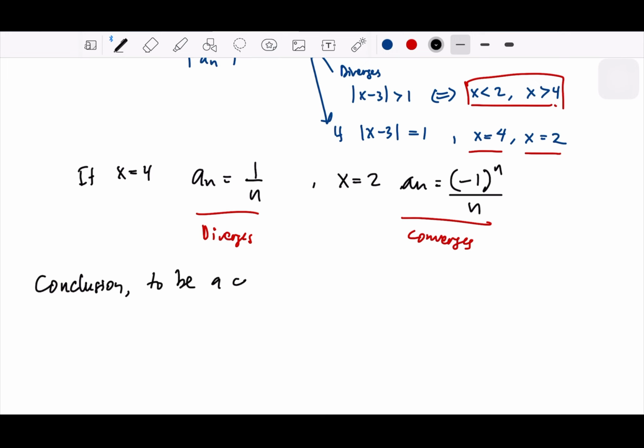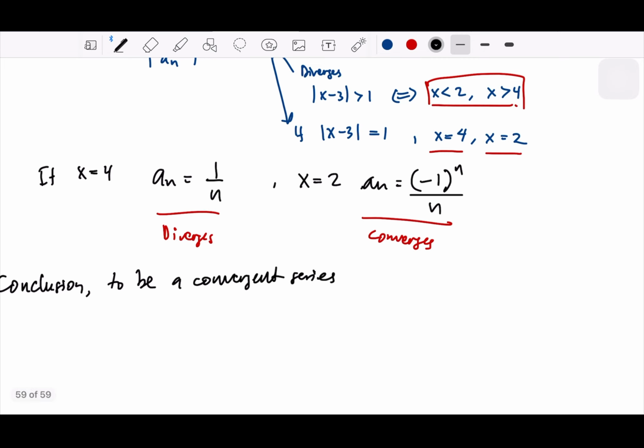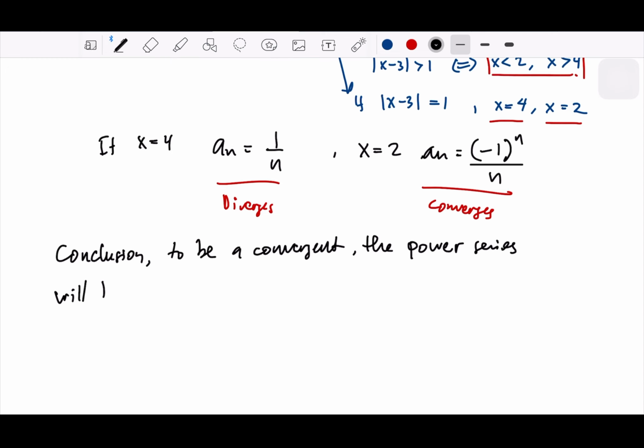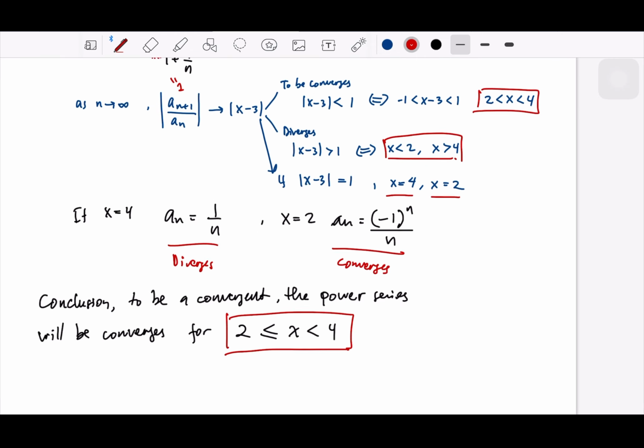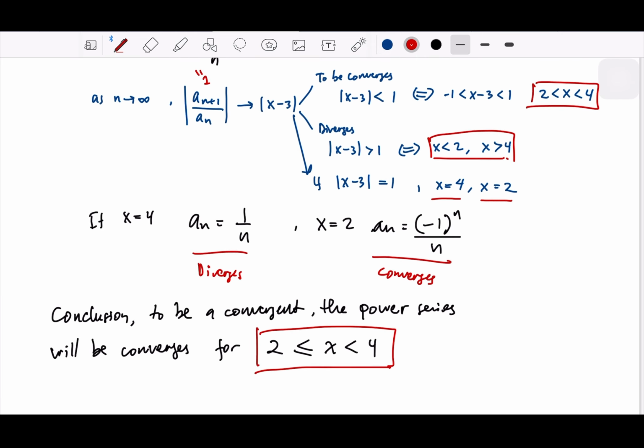To be a convergent series, the power series, or maybe it's not a series, maybe we can directly write: the power series will converge for 2 less than or equal to x less than 4. Okay, I hope you get the logical order, what you need to do.